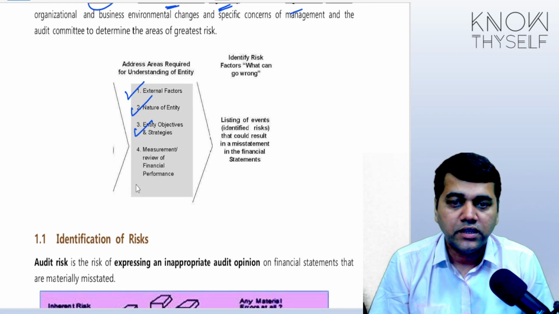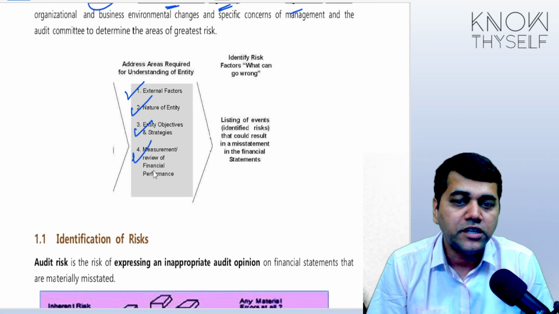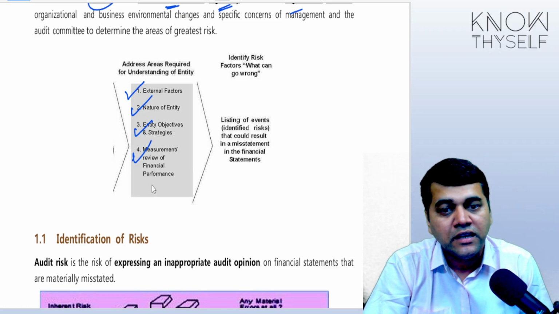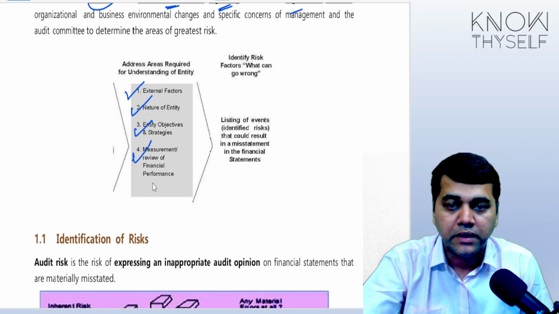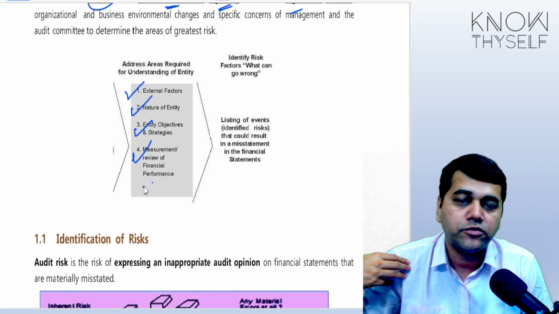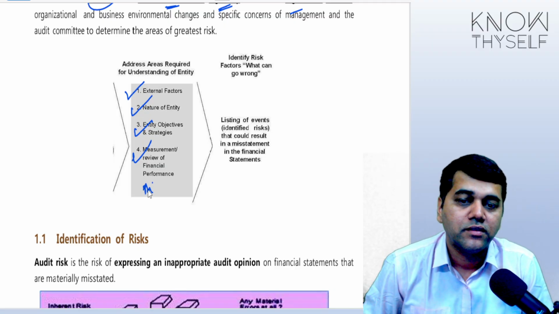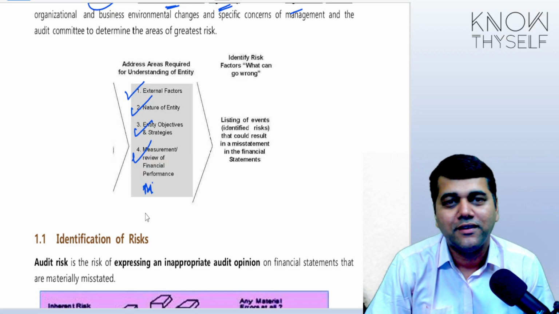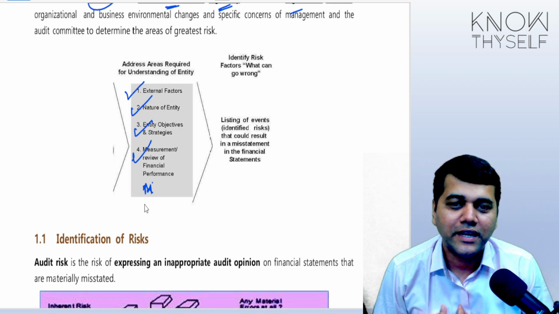And the fourth one is the measurement and review of the financial performance, like how your financial performance is indicated, what you are going to show to the people. Like my daughter always tells me in terms of marks.